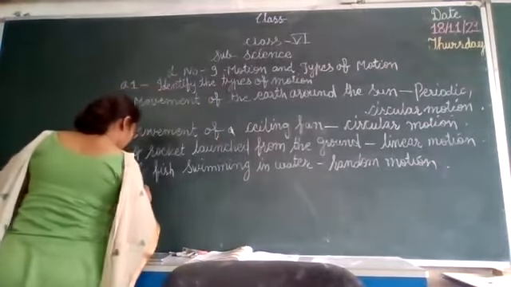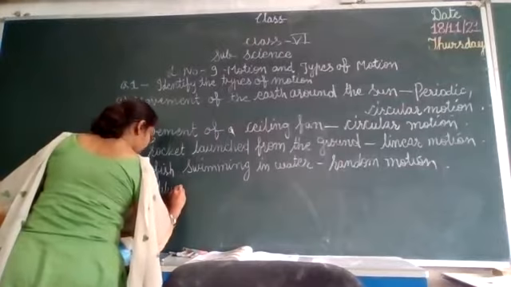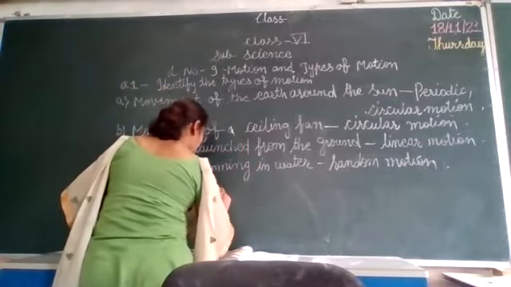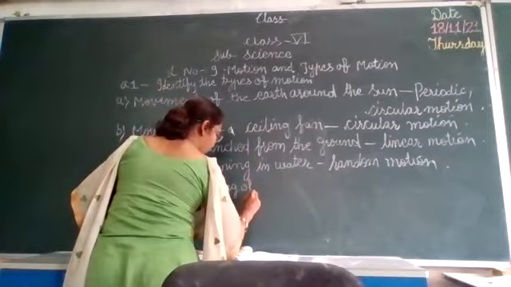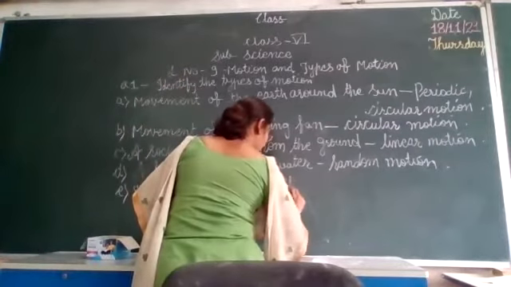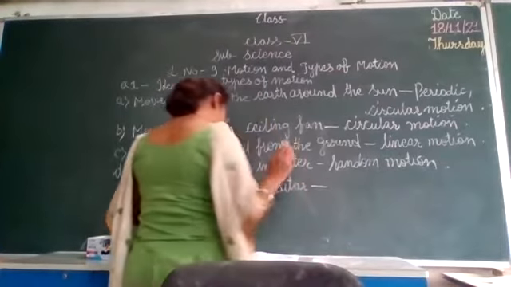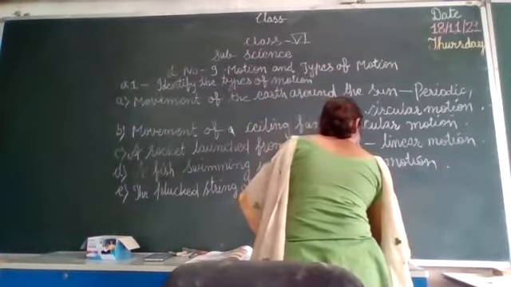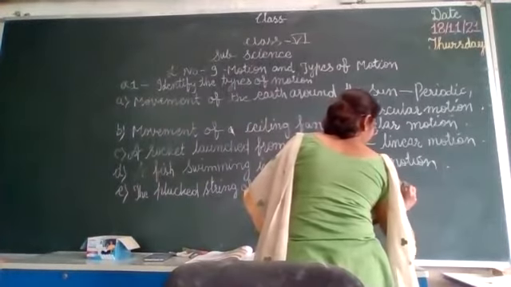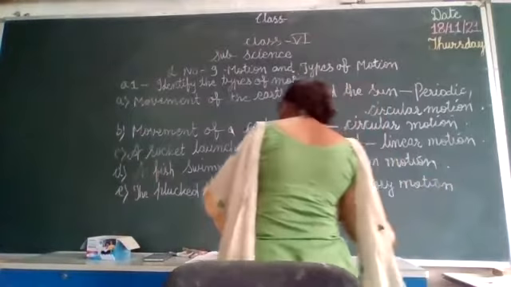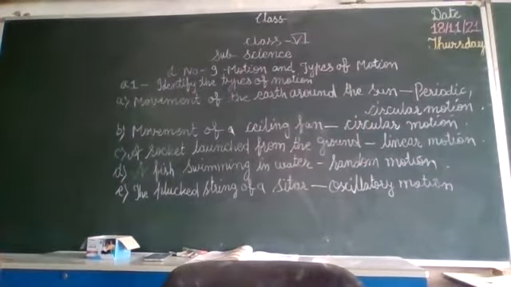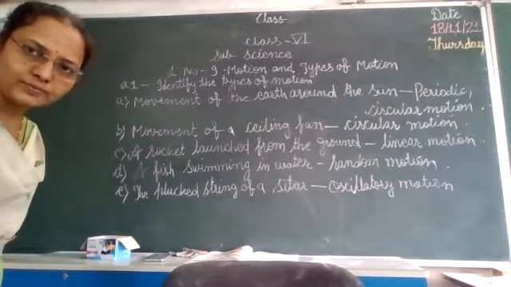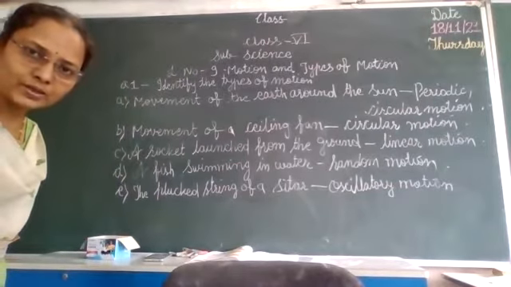Then E is the plucked string of a sitar. It is oscillatory motion or vibratory motion also. Oscillatory motion. Okay, let's write down. So every time in the exam, they ask to identify the types of motion. Also find out various other examples of types of motion.